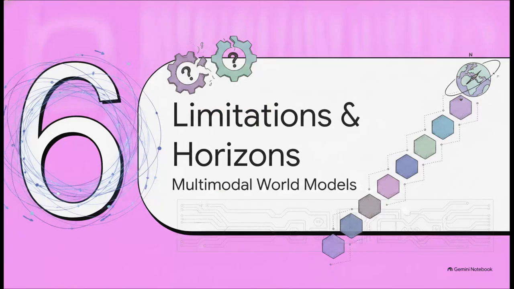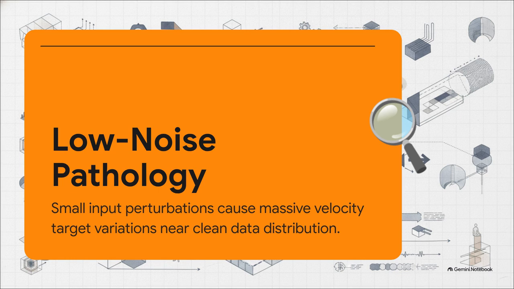Finally, let's hit Section 6, Limitations and Future Horizons. Where exactly is the frontier of multimodal world models? Well, we do currently face a very specific mathematical hurdle called the low-noise pathology. Basically, as the generative process gets super close to the final clean data, tiny little perturbations cause massive chaotic spikes in the velocity target.